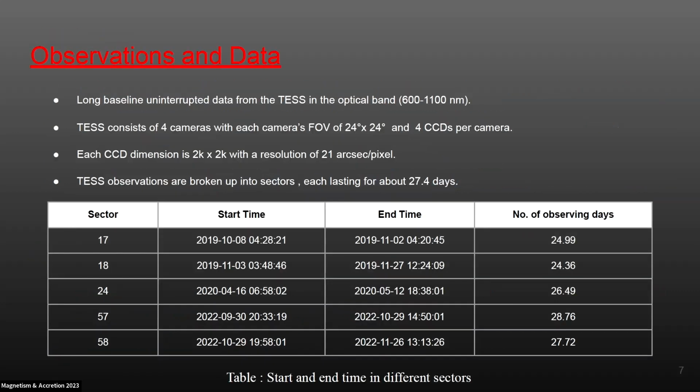Okay. So as I already mentioned, we have taken the data from TESS, which observes in the optical band. The observations of TESS are generally broken up into sectors, where each sector has a field of view of around 24 degrees by 24 degrees, and each sector lasts for around 27.4 days.